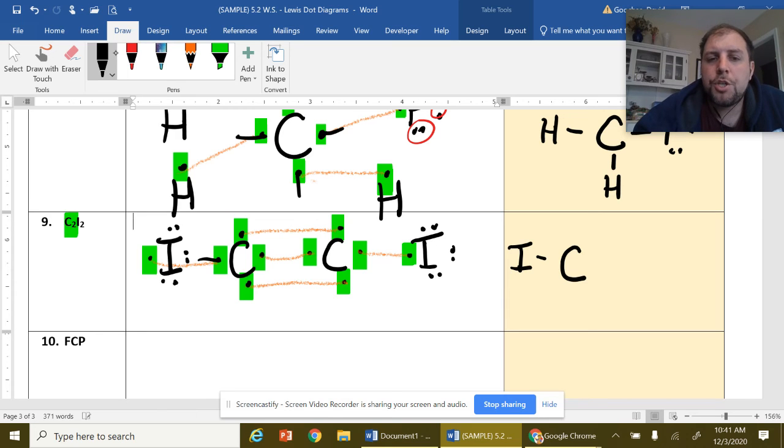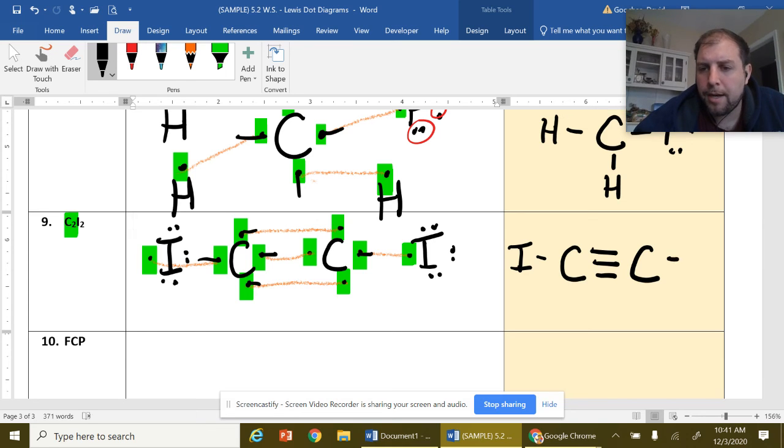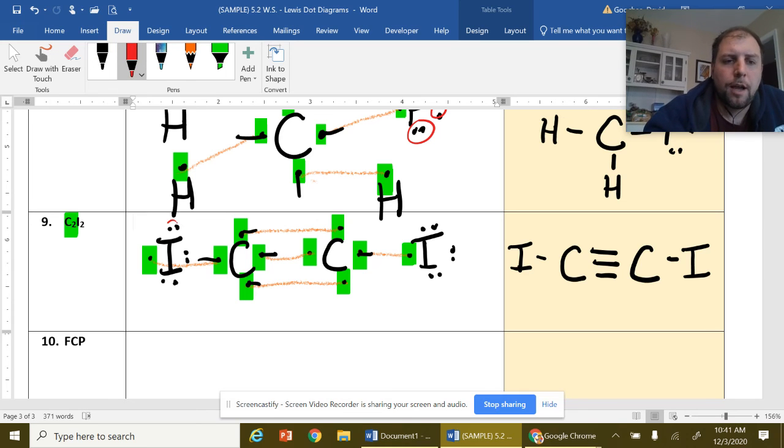Okay? To the right, it connects to a carbon 1, 2, 3 times. So I'm going to draw 3 lines here to connect that other carbon. And that carbon connects to an iodine on the right. Okay? Lastly, got to make sure that these dots are represented here, these lone pairs of electrons.